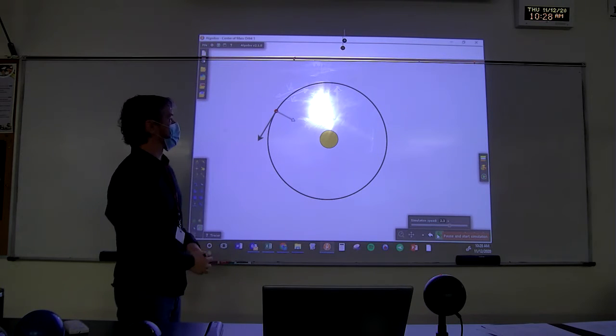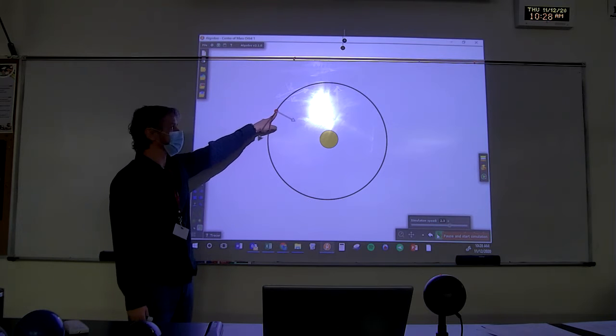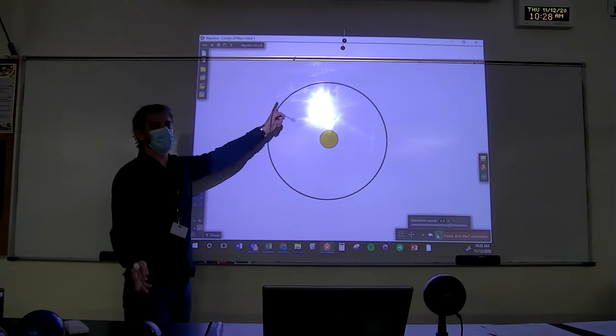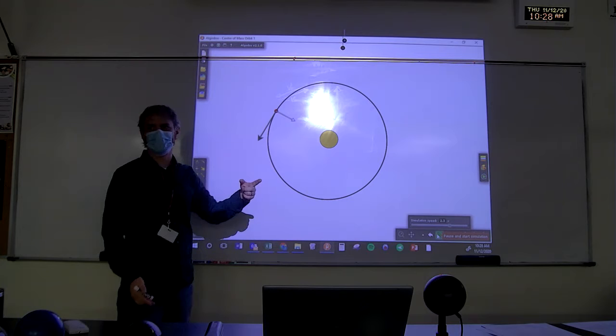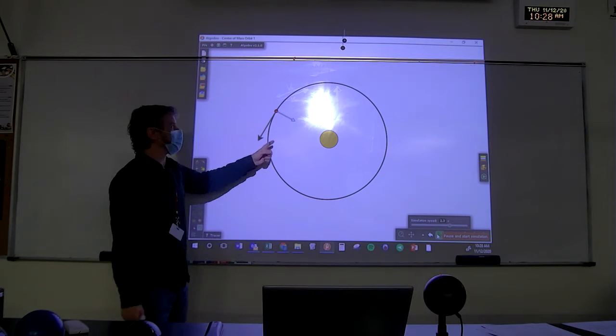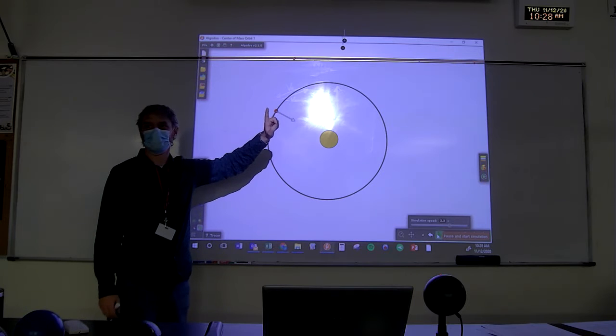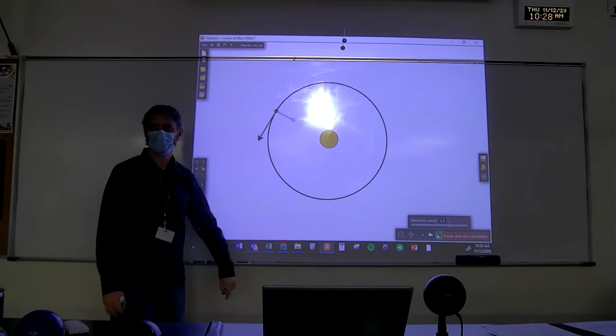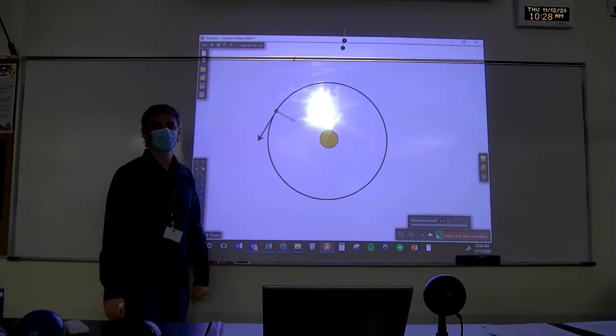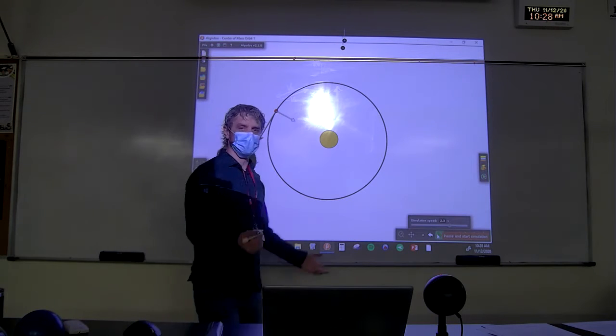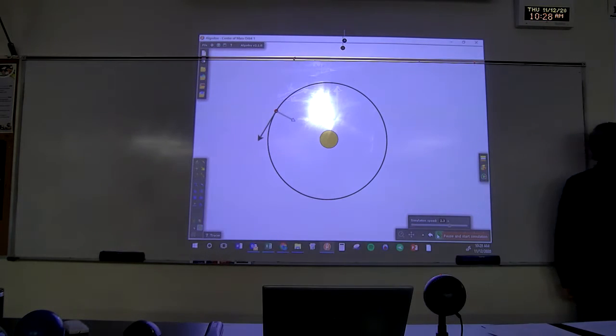Now what's interesting is that this planet has a certain mass and is traveling at a certain speed. Anyone remember last year? What if I changed the mass of this guy, but I still want him to be in orbit? What else would I have to change? I have to change the speed. We'll see if that's true. I don't know. Maybe it is.